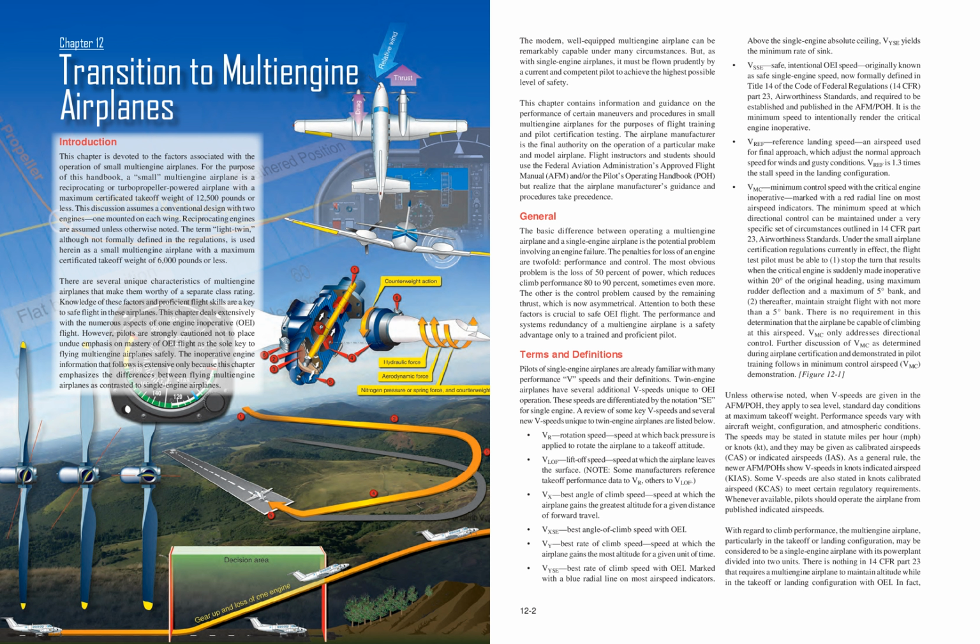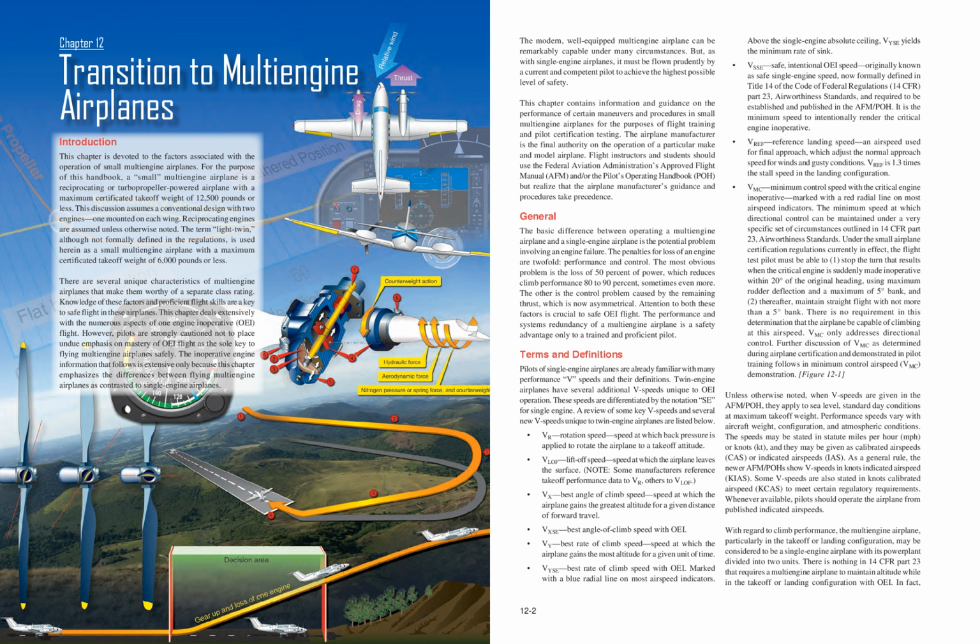This discussion assumes a conventional design with two engines, one mounted on each wing. Reciprocating engines are assumed unless otherwise noted. The term light twin, although not formally defined in the regulations, is used herein as a small multi-engine airplane with a maximum certificated takeoff weight of 6,000 pounds or less. There are several unique characteristics of multi-engine airplanes that make them worthy of a separate class rating. Knowledge of these factors and proficient flight skills are a key to safe flight in these airplanes.